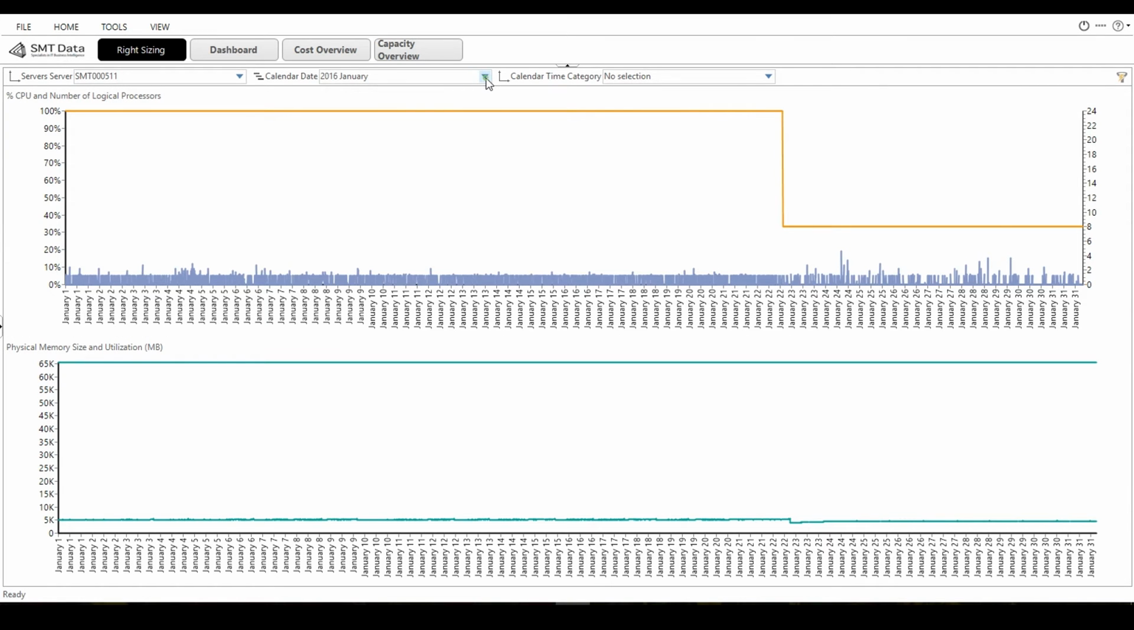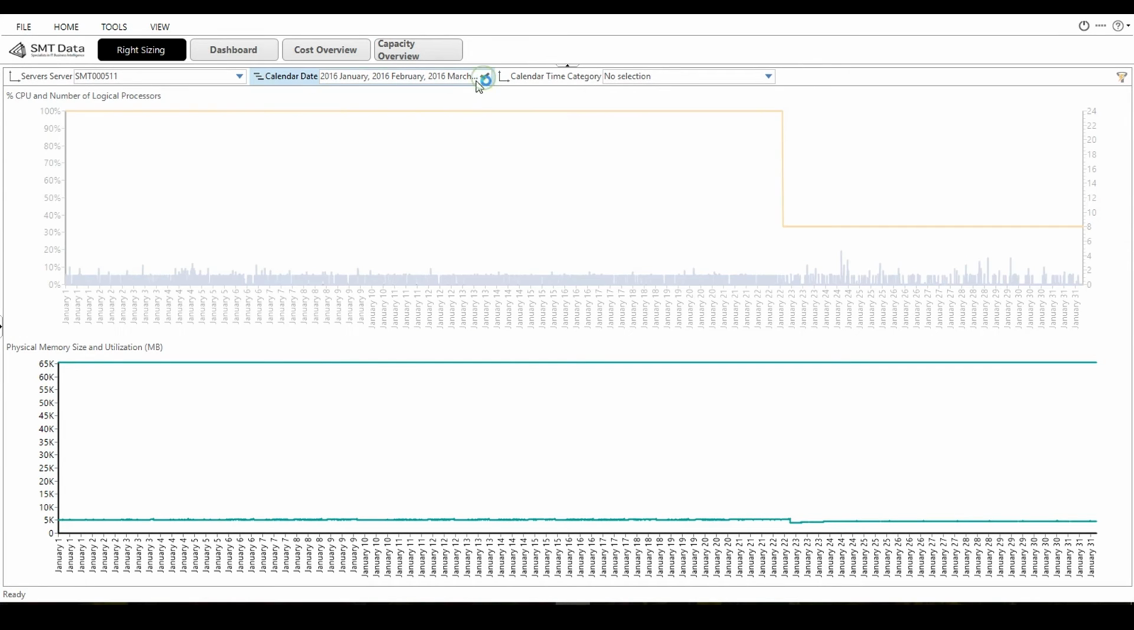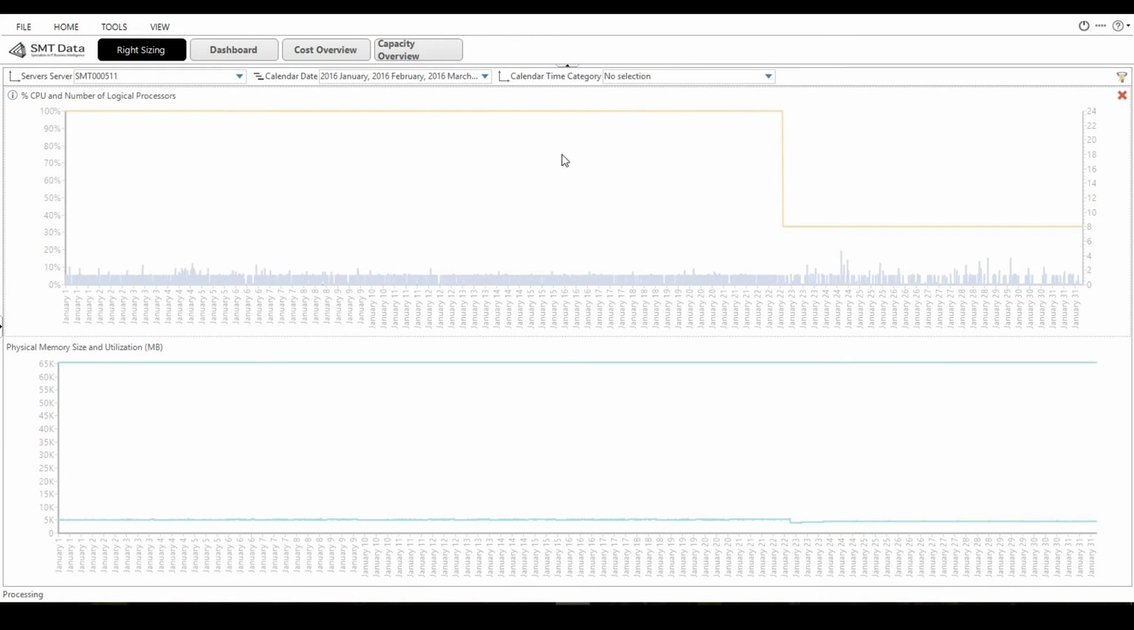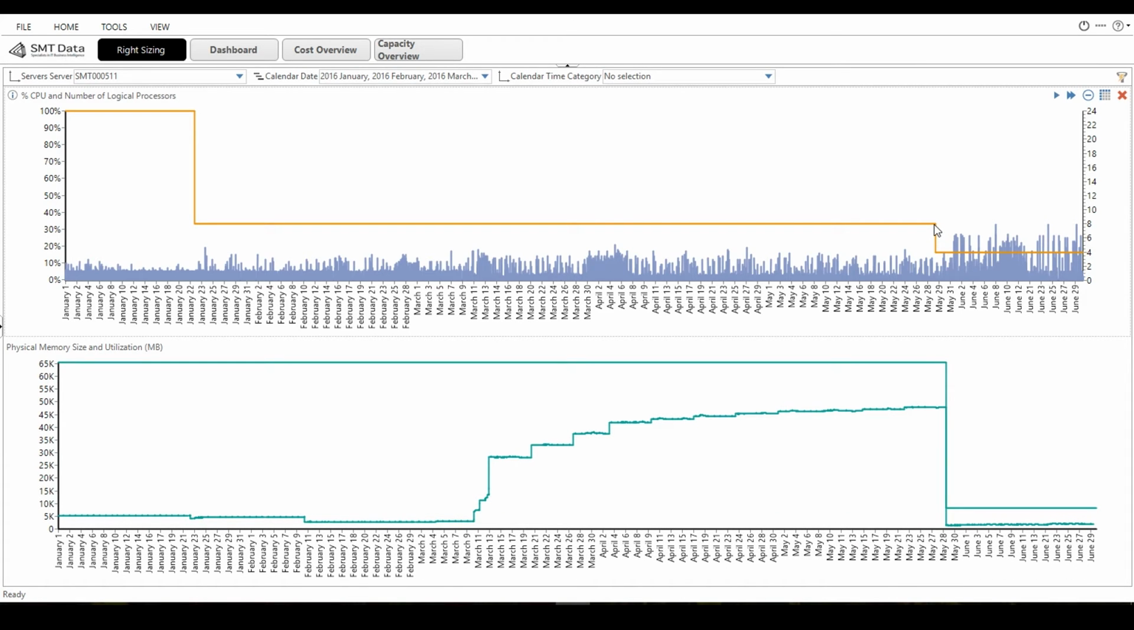If we go and look at the following months, let's just take February, March, April, May, and June into this graph here. And what we see here is that the server was again right-sized in May, where we went from 8 cores further down to 4 cores. And here we see again a little pickup in the CPU utilization, but still we're down around 30 to 40%, which indicates that our initial assumption that we'd actually go all the way down to 2 cores in the server was probably right.